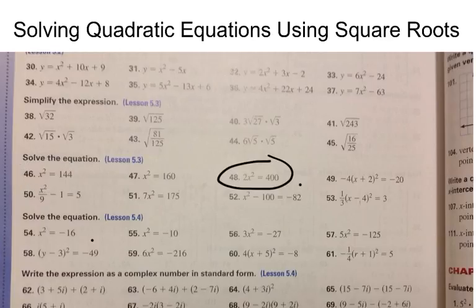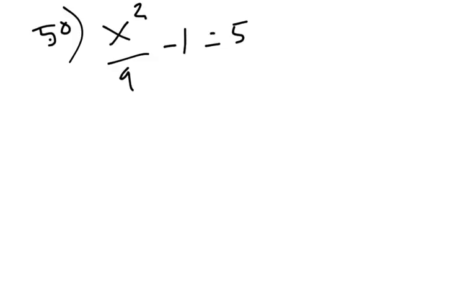Let's solve this 50. I know many people are going to be confused about that 9 dividing right there. So let's solve that one. It's going to be x squared over 9 minus 1 equals 5.